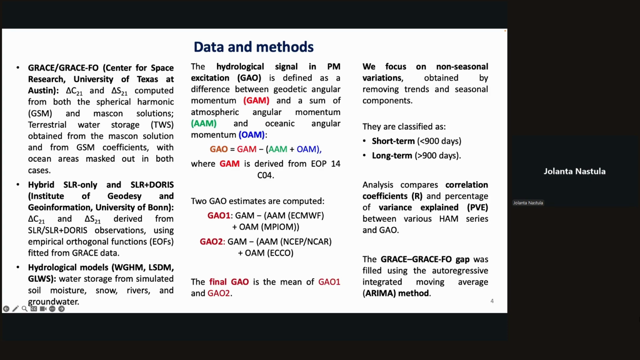Hydrological signal in polar motion is determined as the difference between geodetic excitation and the sum of atmospheric angular momentum and oceanic angular momentum. It is called GEO residuals, or geodetic residuals. And we focus on non-seasonal variations obtained by removing trends and seasonal components. These variations are split into short term and long term. And the analysis compares correlation coefficient and percent of variance explained.